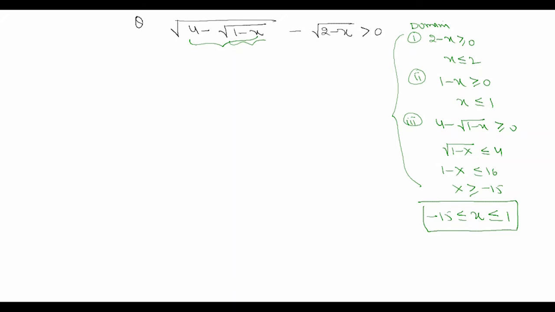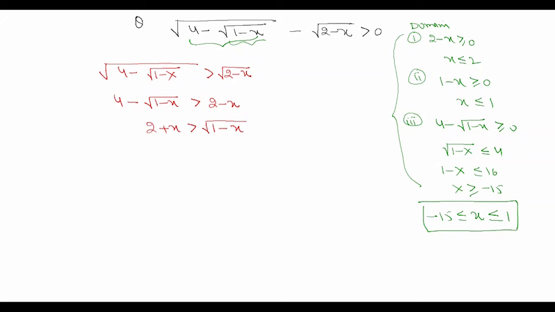Now I'll solve this question. So I'll take it on the right hand side. I'll write simply 4 minus under root of 1 minus x is greater than under root of 2 minus x. And then I can square both sides. If I square, I'll get 4 under root of 1 minus x is greater than 2 minus x. So I can actually write it as 2 plus x is greater than under root of 1 minus x.